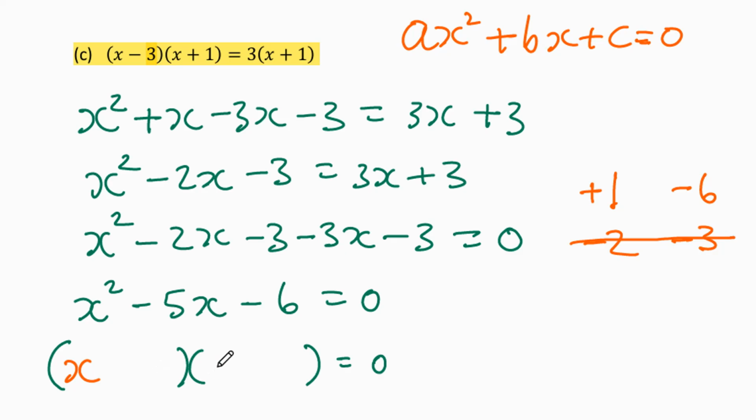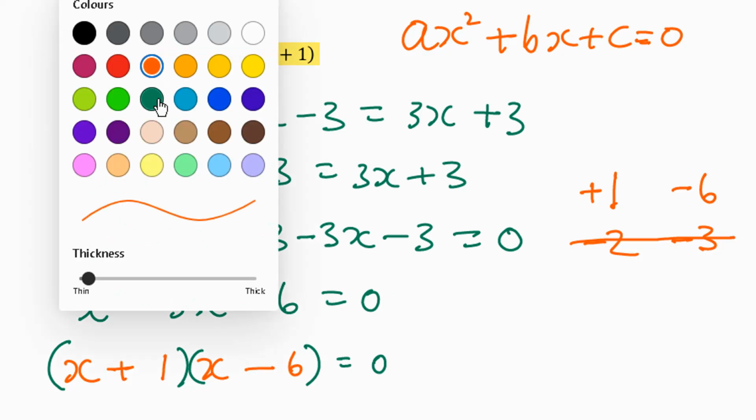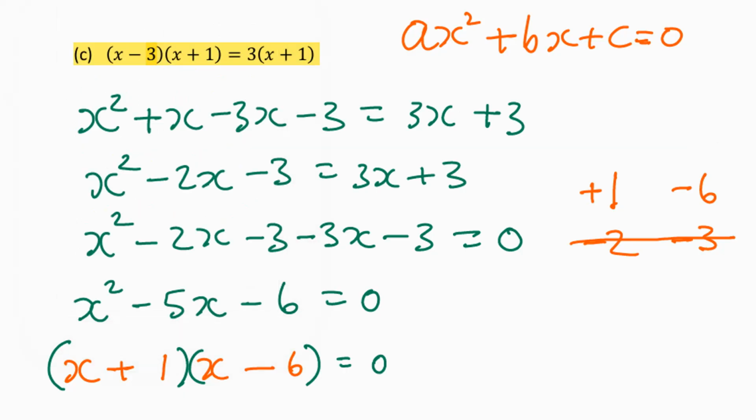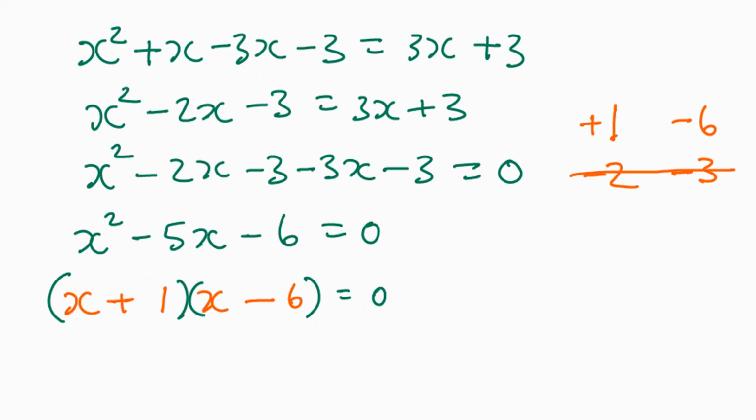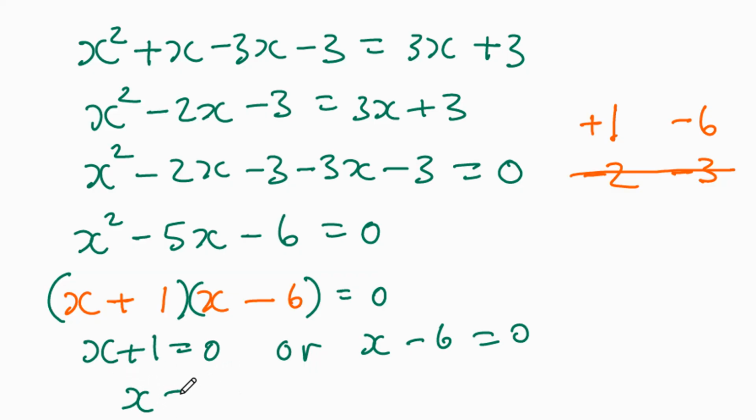Then x times x gives us x squared. And then we're going to put in plus 1 and minus 6. Now we can easily solve the equation, or solve for x. Using the zero product rule, x plus 1 is 0, or x minus 6 is 0. Solving for x here, x will equal negative 1, and here x will equal positive 6.